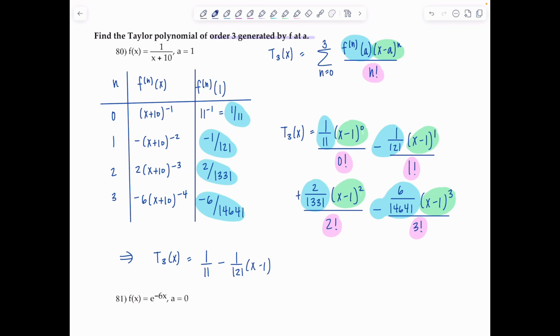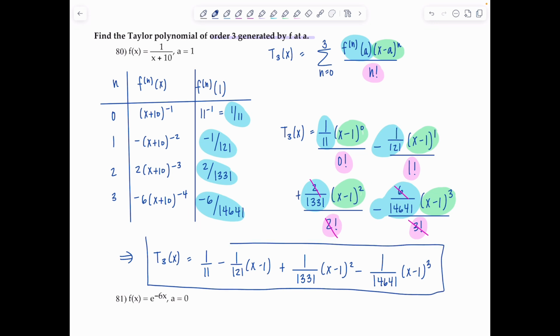Leave it like that. Plus, now 2 factorial is 2. It's going to cancel with this 2 up here. So then I have 1 over 1331 times x minus 1 squared. And then same thing, 3 factorial is 6. So those cancel. Minus 1 over 14641 times x minus 1 cubed. And that's it. Beautiful. See how fun?